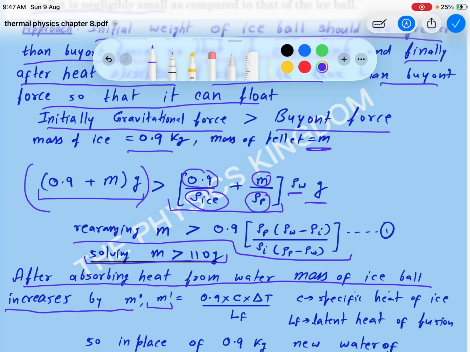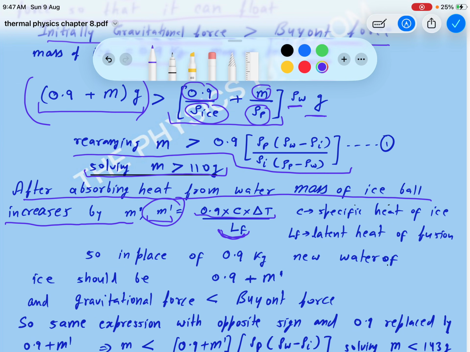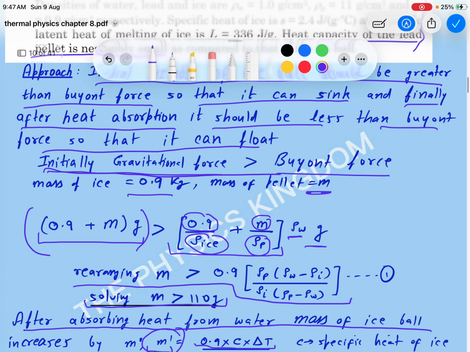This ice ball, how much heat is it absorbing from the liquid? mc delta t divided by latent heat of fusion. So you can say that is the increase in mass of the ice ball, right? So that is m dash. Okay. Now in the expression, everything is the same, right? In place of 0.9 kg, I can think total mass of ice is 0.9 plus m dash, and gravitational force should be less than buoyant force. Means exactly this equation, exactly this thing, only the sign will be different.